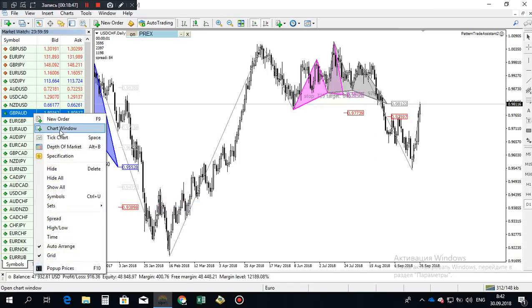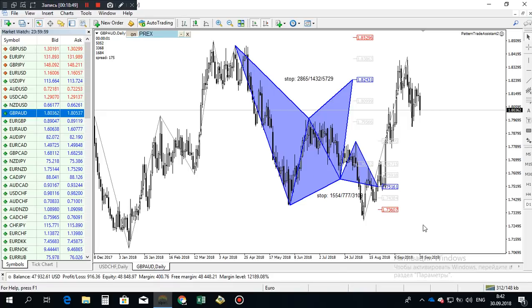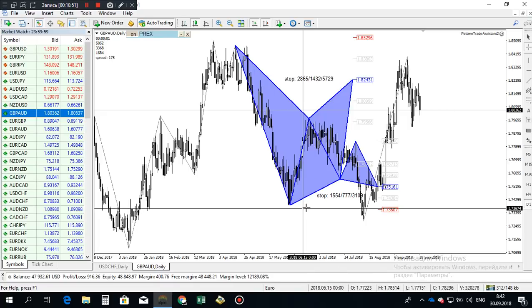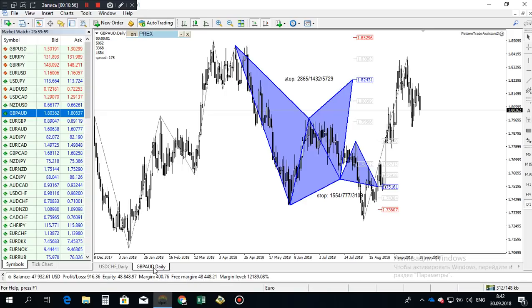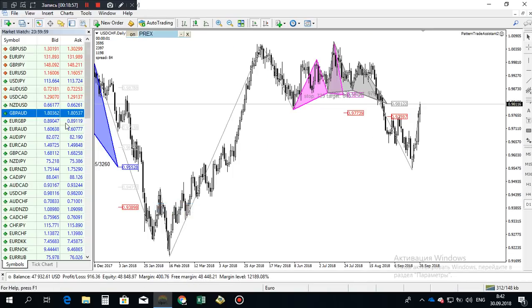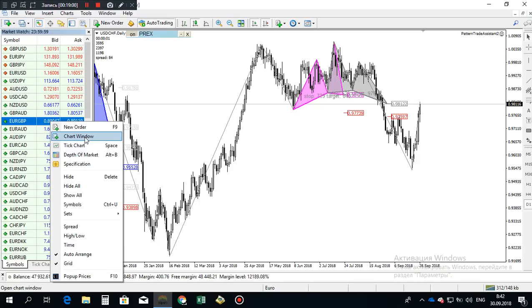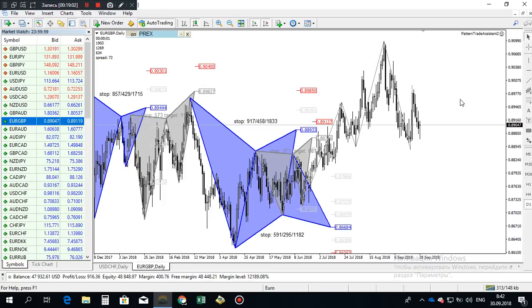Okay, Pound Aussie is the next one. This Unified Gartley is invalidated. Nothing here. Euro GBP. Nothing is there.